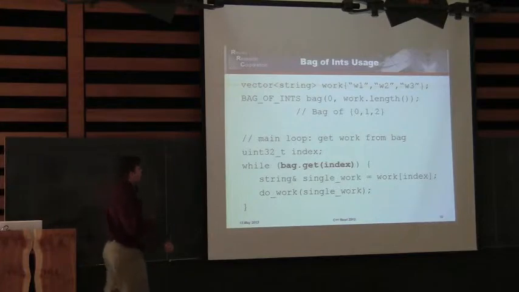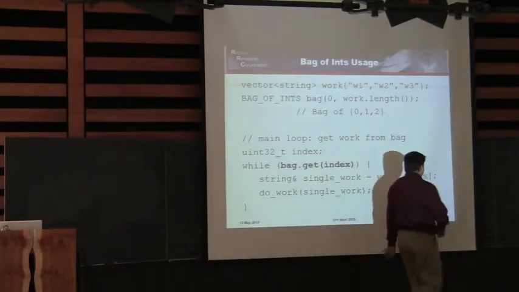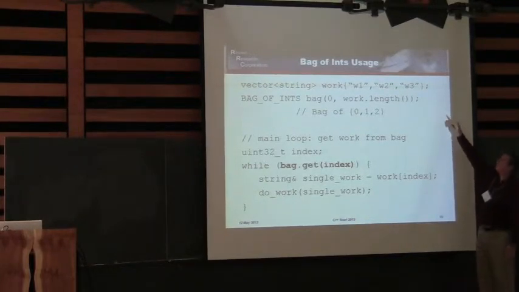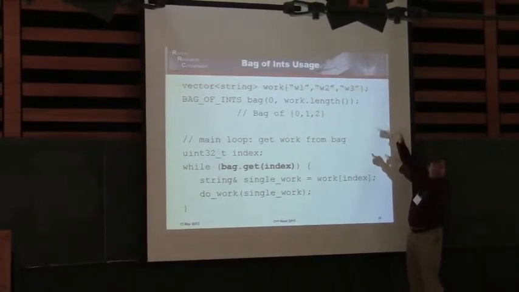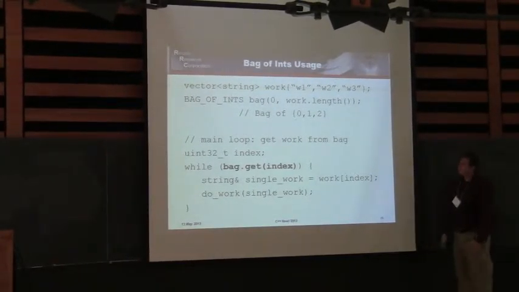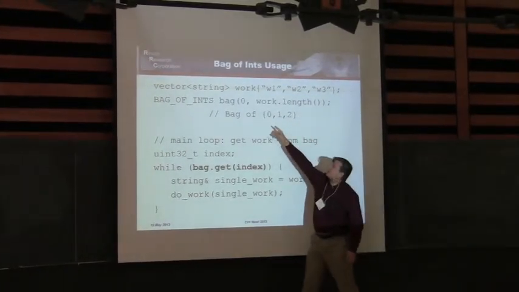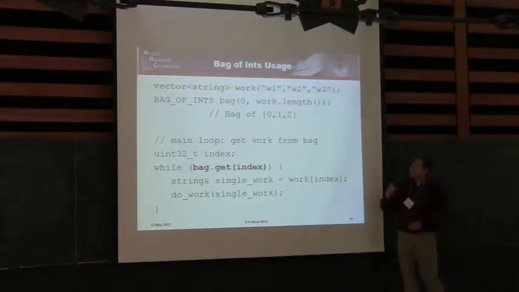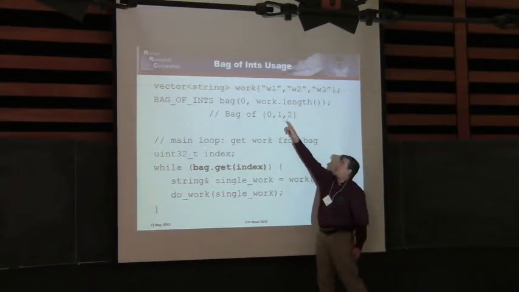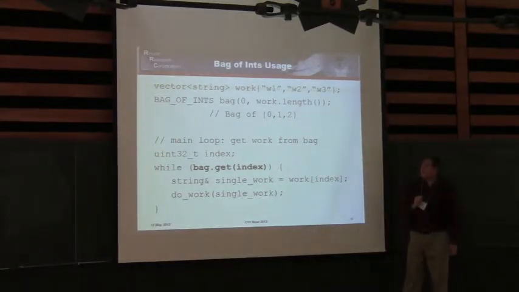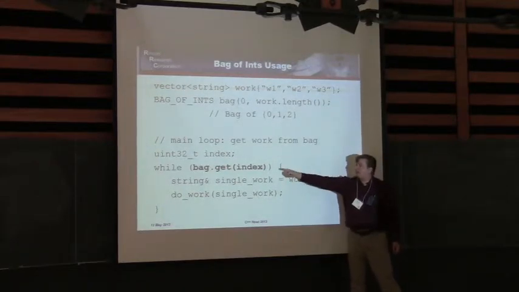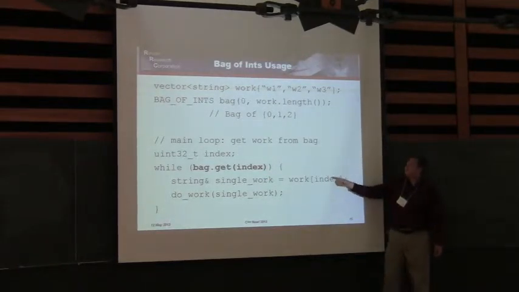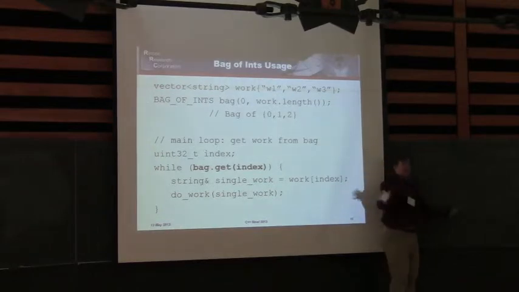Here is a very simple usage of it for just one thread. We'd create a vector, let's say of strings, and the work would be W1, W2, and W3. Notice I'm using C++11 braces to initialize it. For the bag events, we specify a starting integer and the length. And you'll see why we choose this interface later in the talk. But basically, the bag events holds three integers, 0, 1, and 2. While I'm inside the while loop, I do a get, which returns true if there's something in there. It fills in the index, and I use that index into my work vector, and then I go off and do whatever I want with that work.